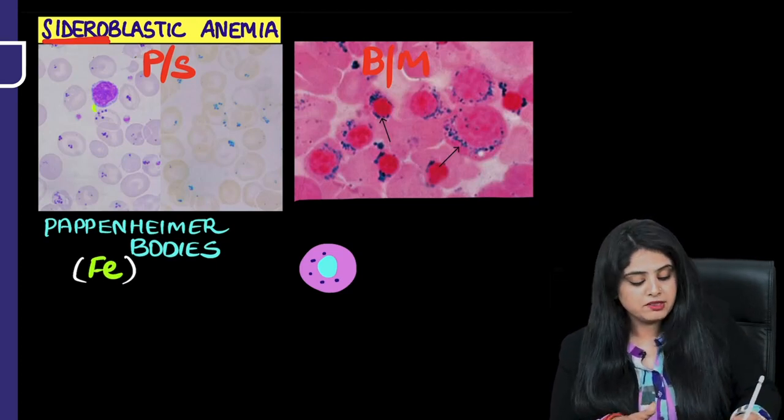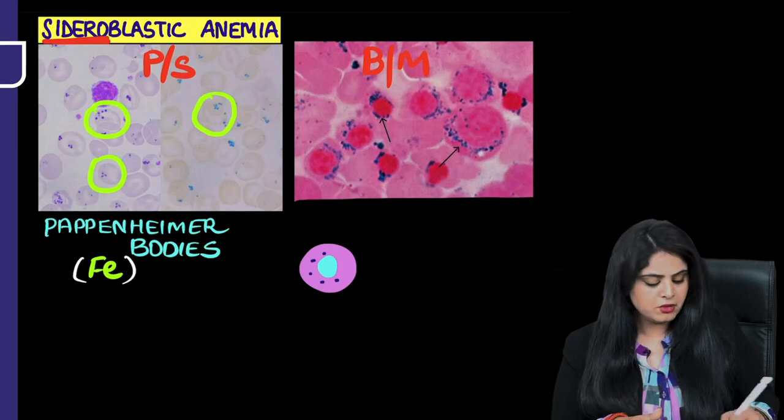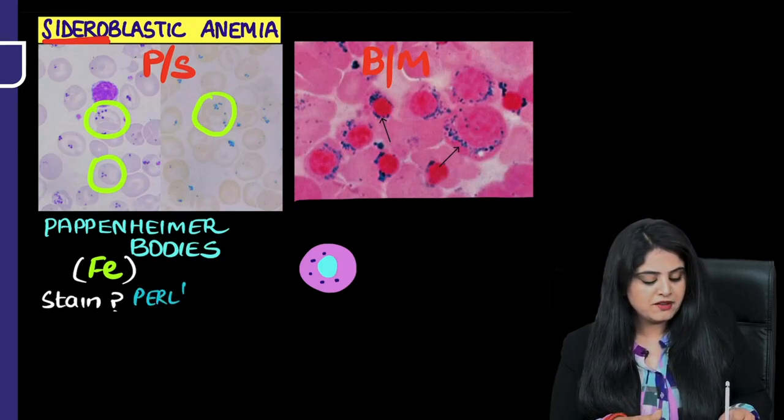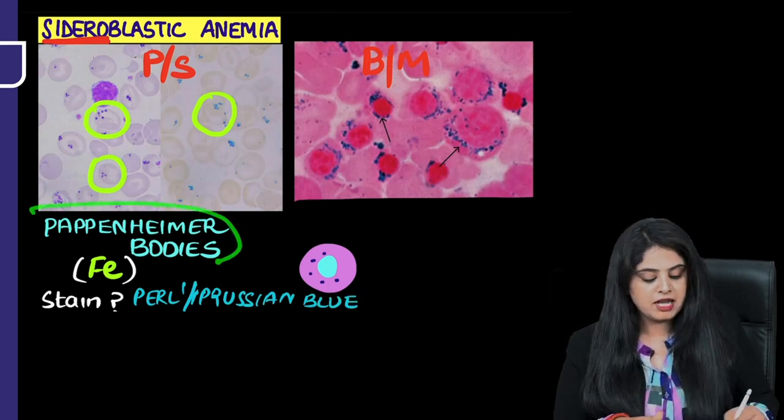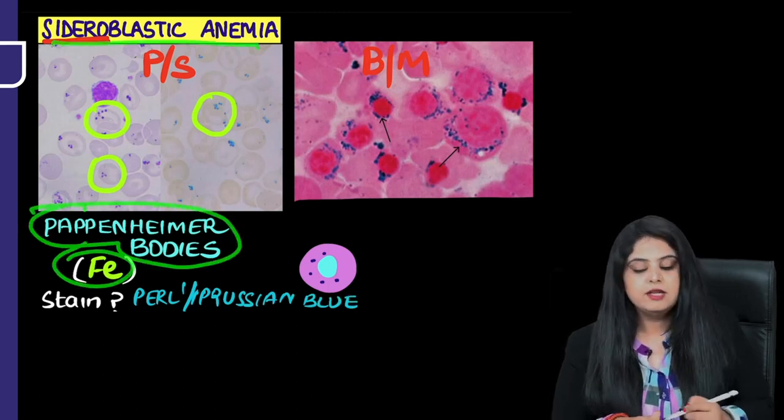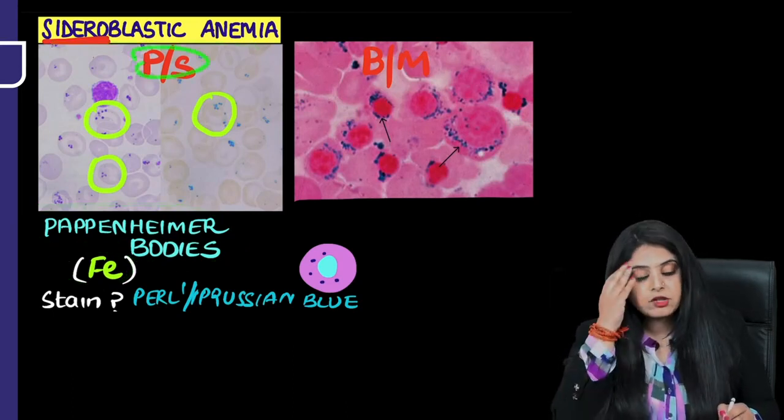So, Pappenheimer bodies are multiple. You can see many dots. How will I confirm it is iron? Come on, this question you've been answering since ages. What is the stain for iron? You have the Perls or the Prussian blue staining. We have the Perls or the Prussian blue stain for iron, which is all-time favorite. So whenever I have Pappenheimer bodies, think of iron, think of sideroblastic anemia. This is what you see on a peripheral smear.